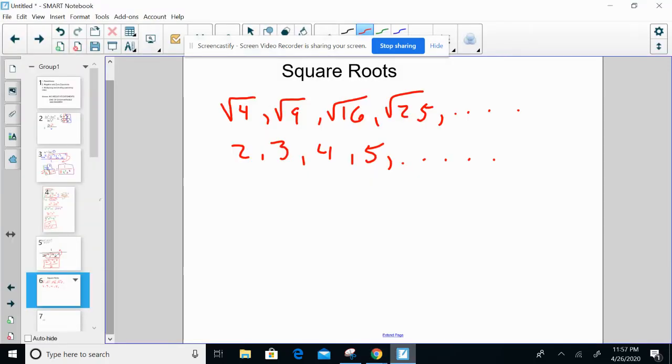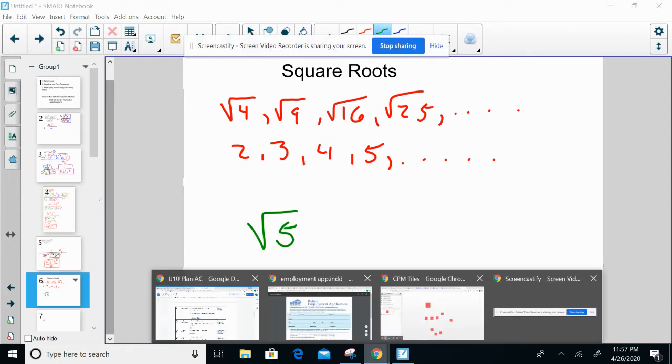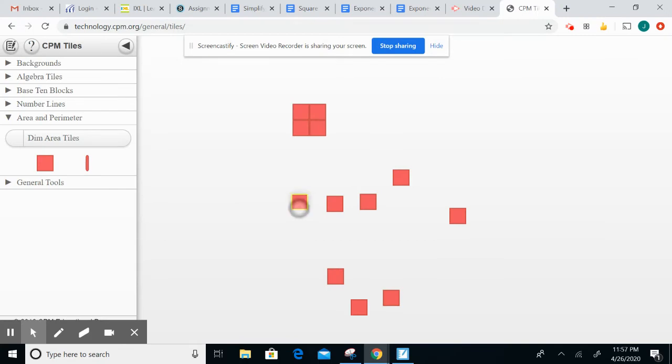What about like the square root of 5? You can put that in your calculator. It's going to come out to be 2 point something, probably like 2.1. And let's look at, well, can we make a perfect square with 5? No. What about 6? It's a rectangle, but it's not a square. 7, 8, 9. It's not until 9 that we have another perfect square.